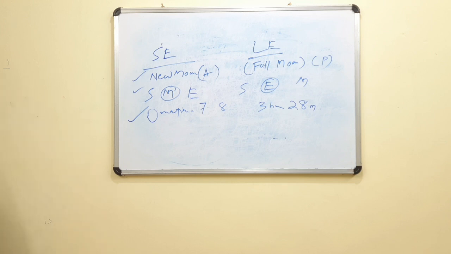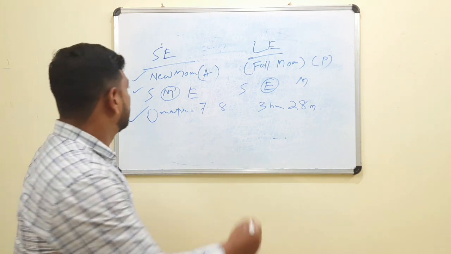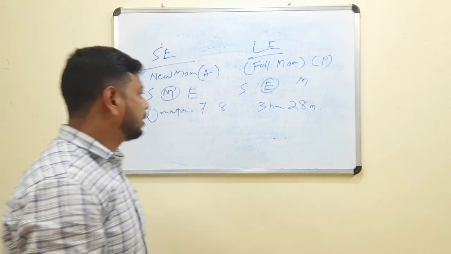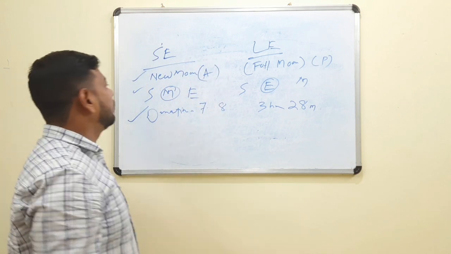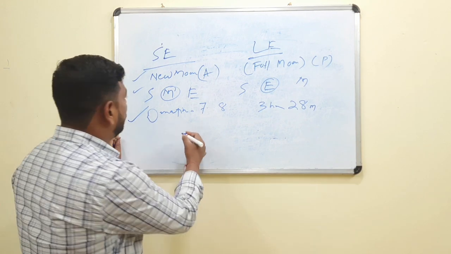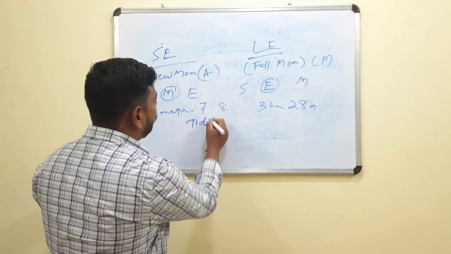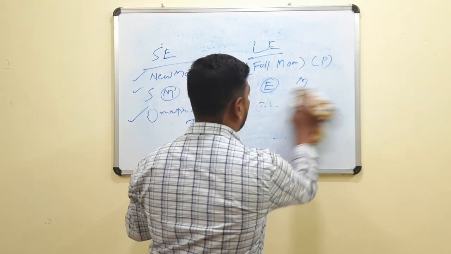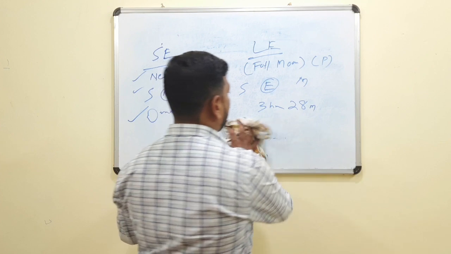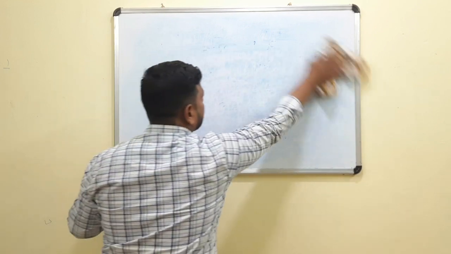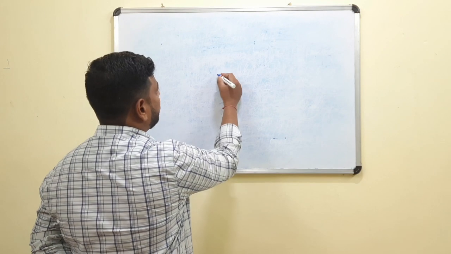It is very important, guys. We know that all the planets, in fact the satellites, have their own gravity. Due to the presence of the moon, tides are formed. Tides are further classified into two types: one is the spring tides, another one is the neap tides. What is that? Spring tides and neap tides.